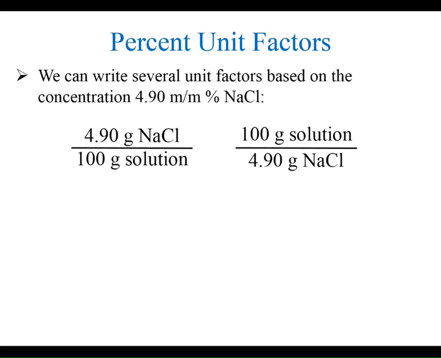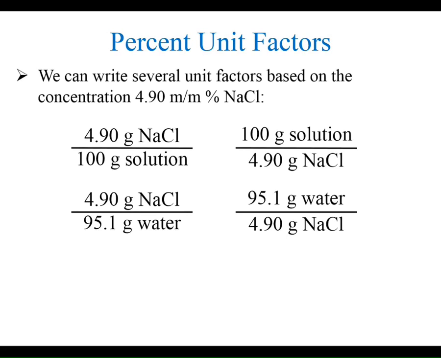So that's one way to think about it. Well, I could also relate it to just the solvent, because the solution is the sodium chloride plus the water, right? Well, how much of that's just the water then? 95.1. 100's the total. Subtract out the 4.9, right? 95.1. So I could also think about it, there's 4.90 grams of NaCl to 95.1 of the solvent. Or flip it, vice versa.